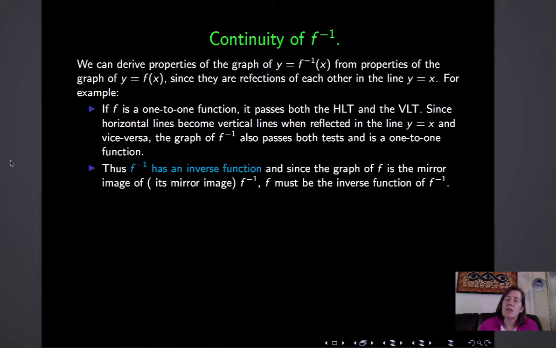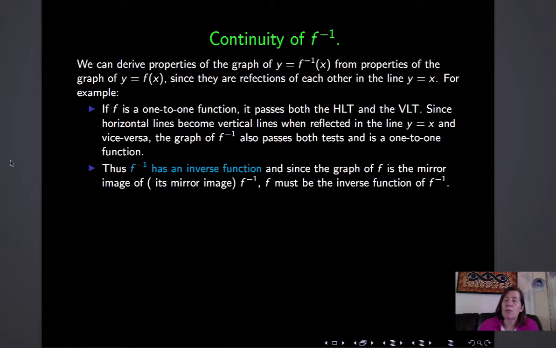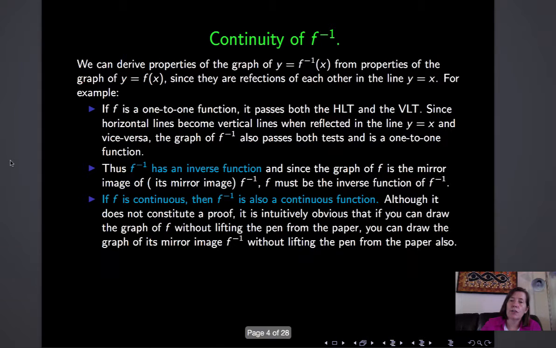And since the graph of f is the mirror image of the graph of f inverse in the line y equals x, f must coincide with the inverse function of f inverse. So f is the inverse of f inverse.